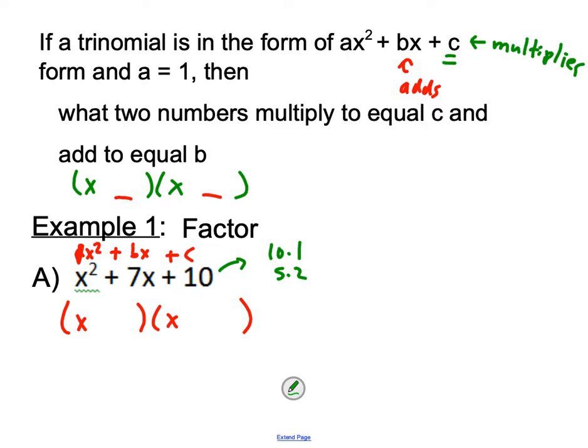So 10 plus 1 there is 11, and 5 plus 2 there is 7. So it has to be the 5 and the 2. Again, you have to think what multiplies to give you 10 and adds to give you 7, so what multiplies to give you c and adds to give you b. So there we have it. It's a positive 10, it's a positive 7, so they both have to be positive.